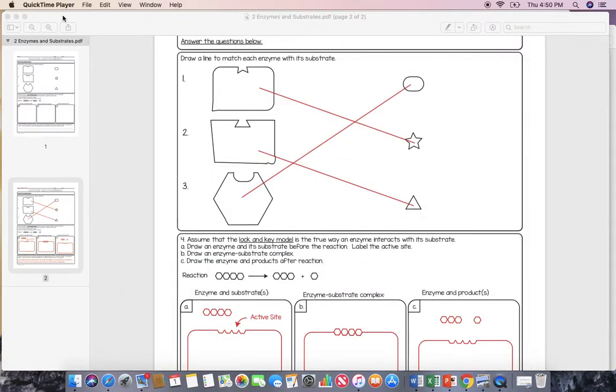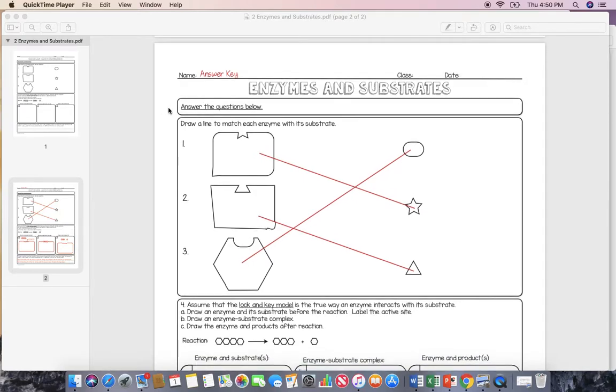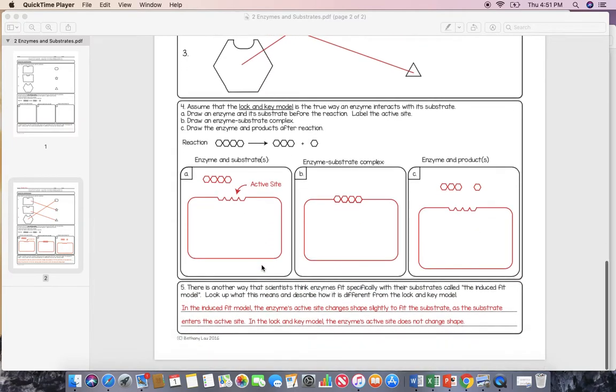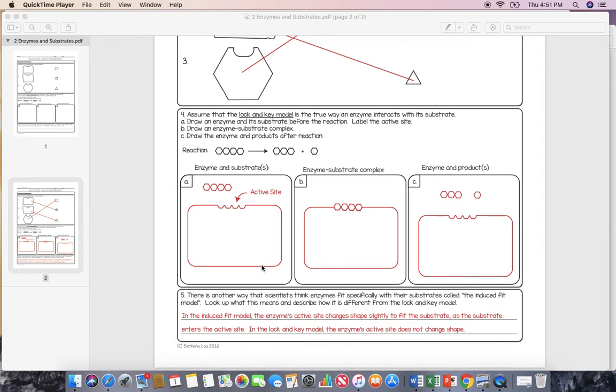Moving on. Let's do our enzymes and substrates page. This top part was very easy, matching the star to this one, the triangle to this one, the oval to this one. Number 4, many of you did this incorrectly. You drew a reaction, but it wasn't this reaction here. So your reaction should have looked like this, with 4 spots for the substrate to come and attach to the active site. It attaches and then it pops off and forms a 3 and a 1, like up here.